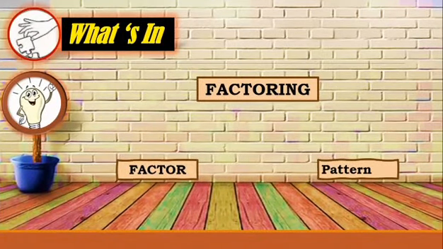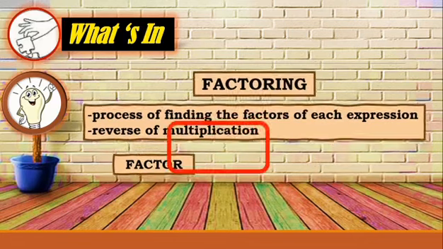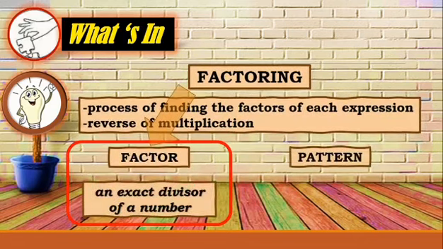What's in? Let us recall the terms and the techniques we had in our previous lesson. Factoring is the process of finding the factors of each expression. It is also the reverse of multiplication. What is a factor? A factor is an exact divisor of a number.